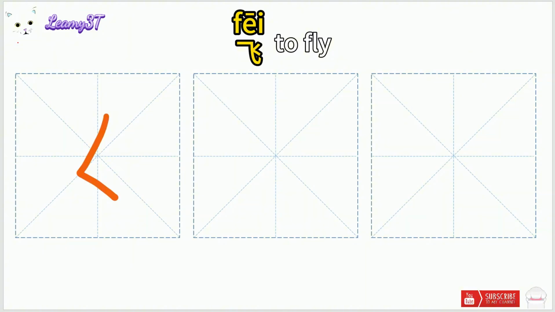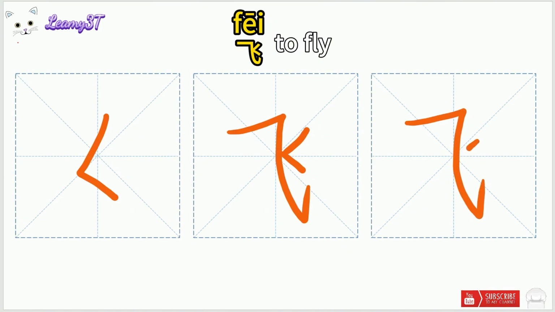But in this character, the right side is not a single stroke of 撇点, but a separated 撇 and 点. Many people tend to take a shortcut and write the last 2 strokes in one motion when they write this character. The result may look similar, but if you are a beginner, please follow the correct stroke order.